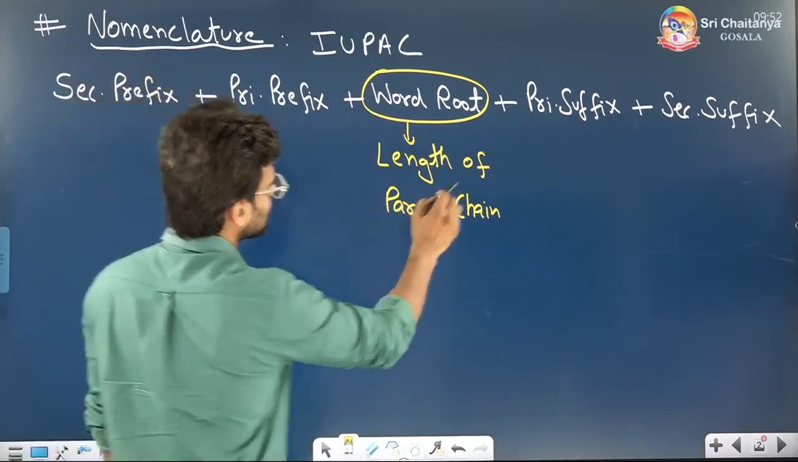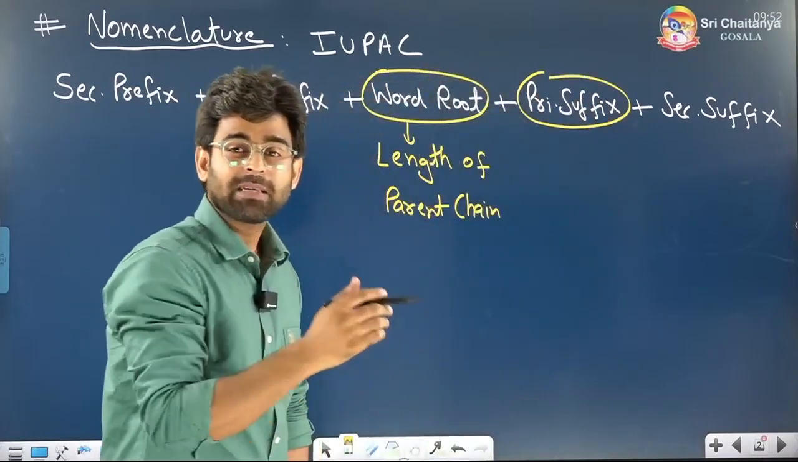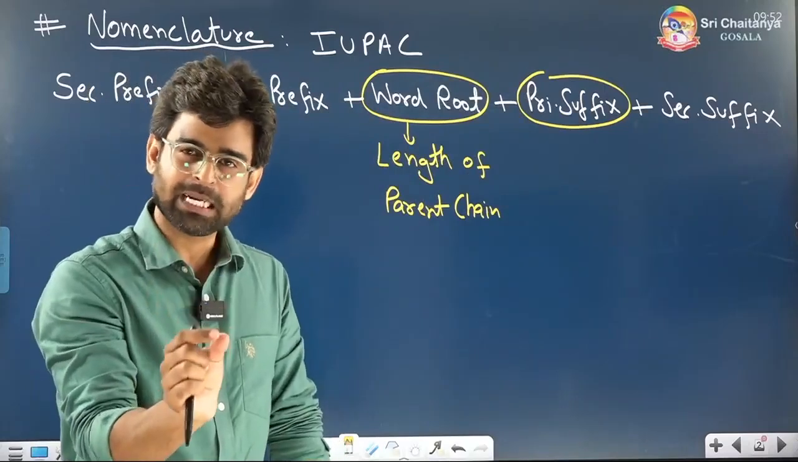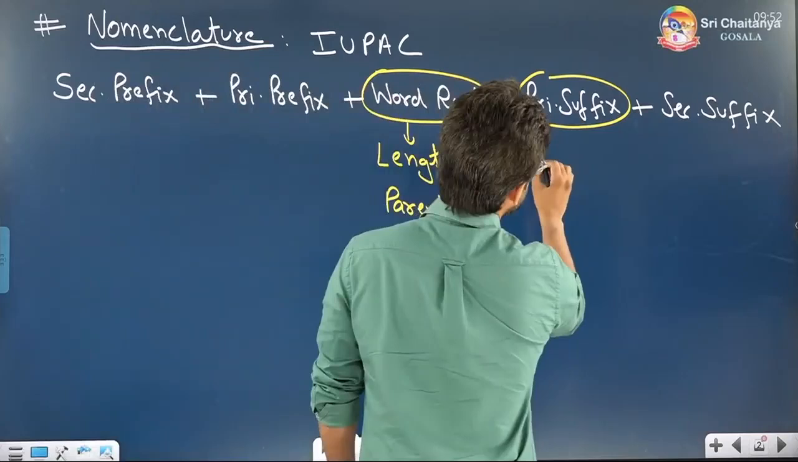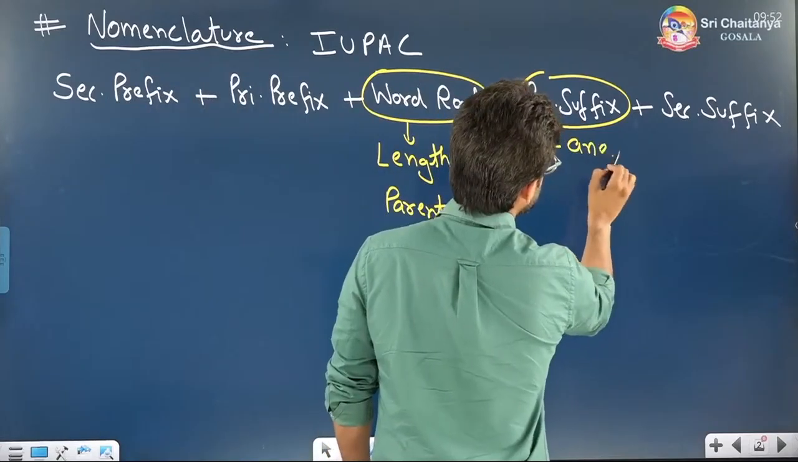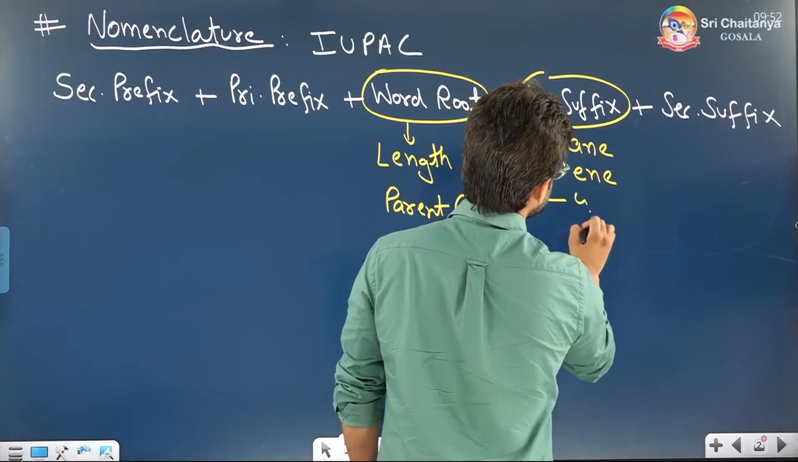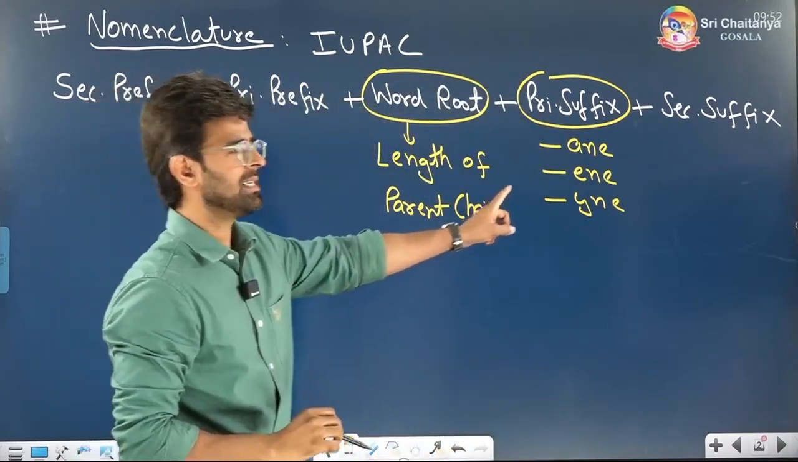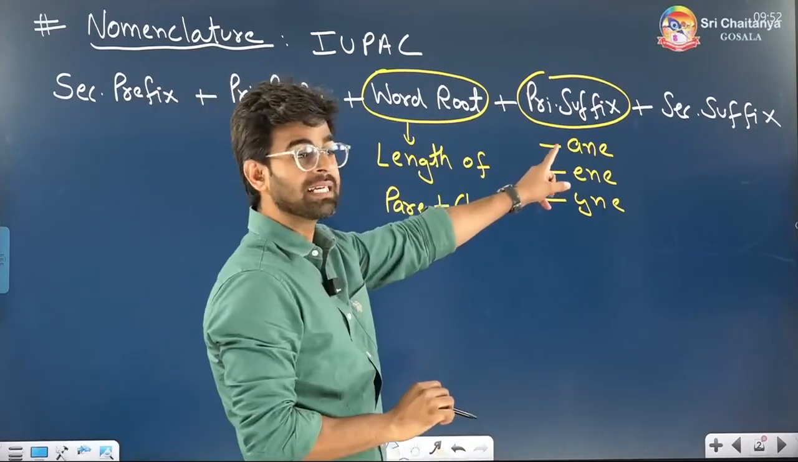Next thing is the primary suffix. It will tell you whether our compound is ane, ene or yne, meaning it has a carbon-carbon single, double or triple bond. So it will tell us whether our compound is saturated or unsaturated. Ane, ene or yne: our compound is an alkane, alkene or alkyne.